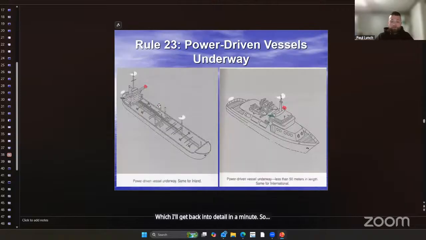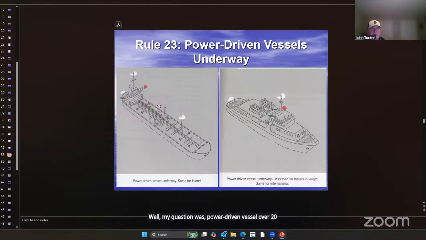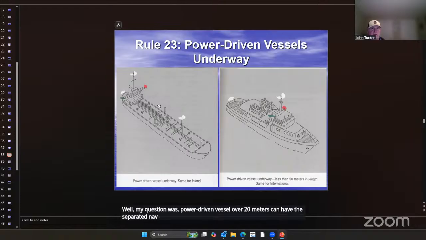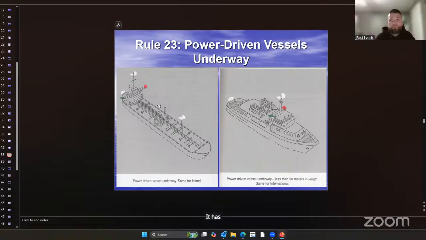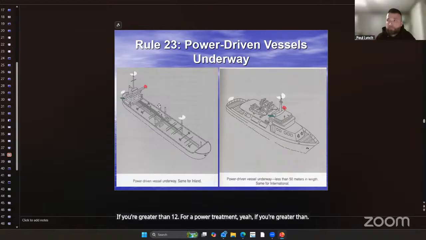So the other power-driven vessels that we learned about. My question was, can a power-driven vessel over 20 meters have separated nav lights? Well, if you're greater than 12 meters, you have to have your side lights separated. It's only if you're less than 12 meters in length that you can combine them.